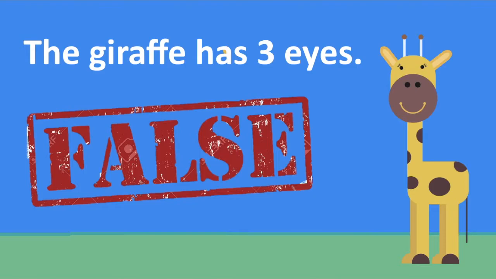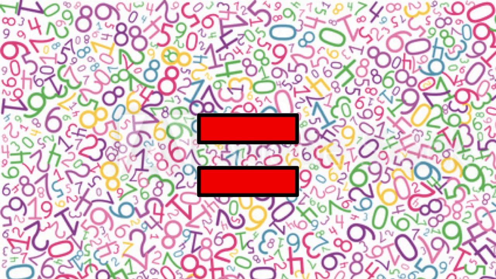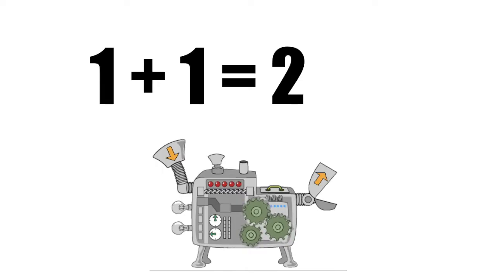Well, we can do the same things with numbers. We can say if equations are true, if they're a fact, if they're reality, or if they're false. But first, we need to really know what the equal sign means. So let's start with this equation.